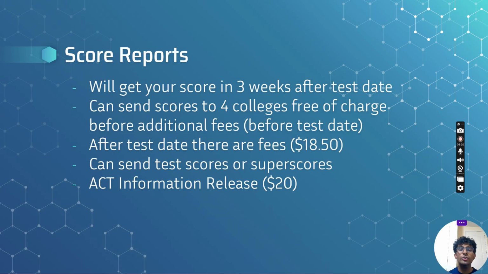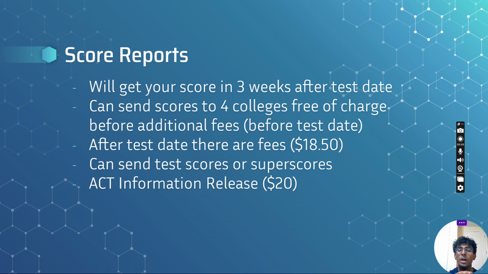Score reports, you're going to get your score in about 3 weeks after you test, and you can send your scores to 4 colleges free of charge before you start having to pay fees. And this is before you test, actually. After you test, if you send a score to a college, it's $18.50, and you can send test scores or super scores. Super scores are basically, they'll take out of all the tests that you've taken for the ACT, they'll pick your highest score in each section and make that into a super score.